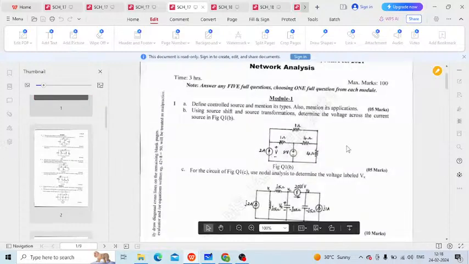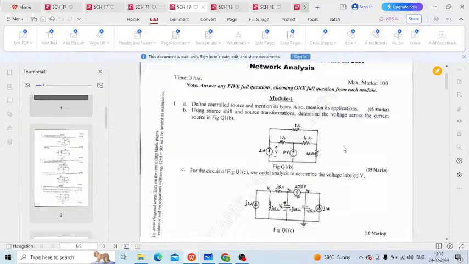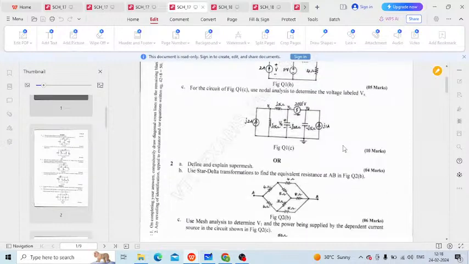Okay, now coming on to the other paper. So here you can see that for the circuit of figure question number 1c, use nodal analysis to determine the voltage labeled Vx. So where is Vx? Here there is a Vx and you're going to find the voltage Vx across this capacitor, and we are going to solve using KCL itself.